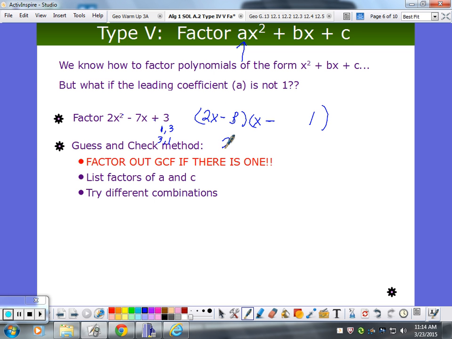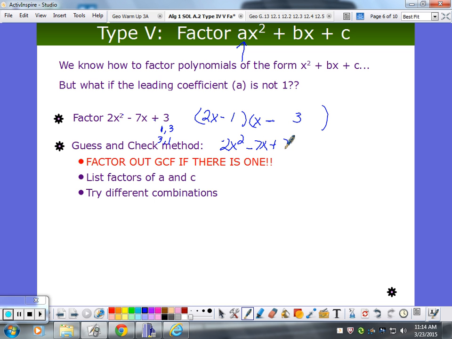When I multiply, I get 2x squared, minus 2x minus 3x is minus 5x, and negative 3 times negative 1 is plus 3. Did I get there? No. Bad guess. The only other possibility in this situation was to switch them. Maybe that's what it was. So let me try again. That's my second guess. Let me check again. I'm just reverse distributing. So minus 6x minus an x.